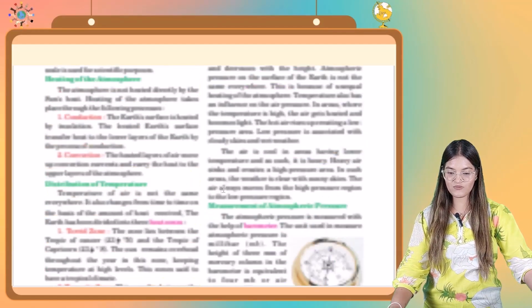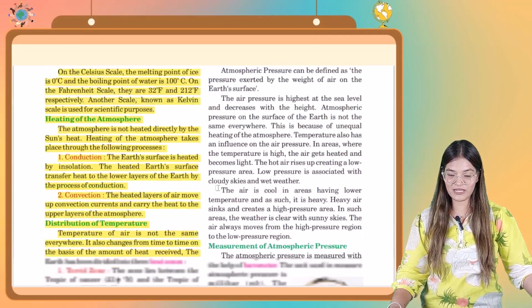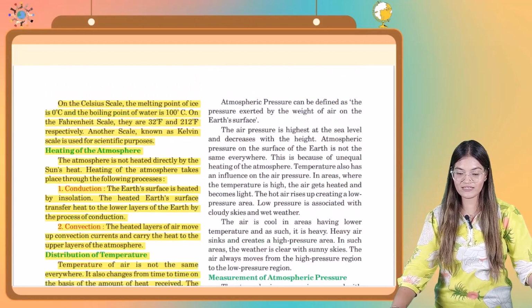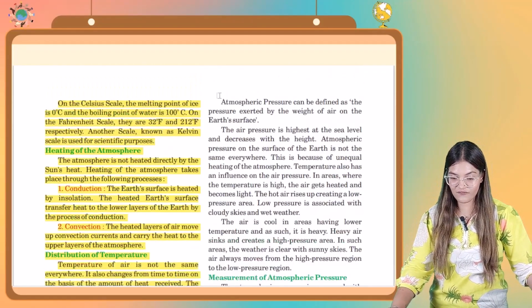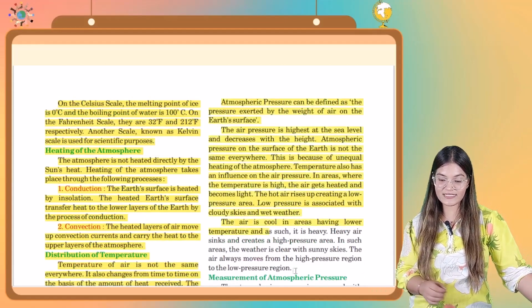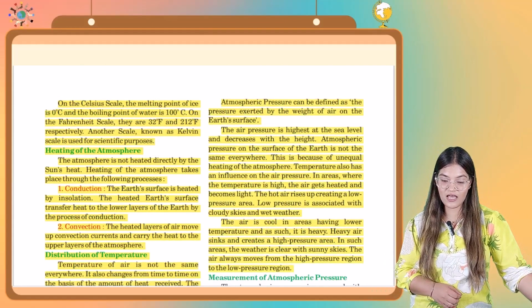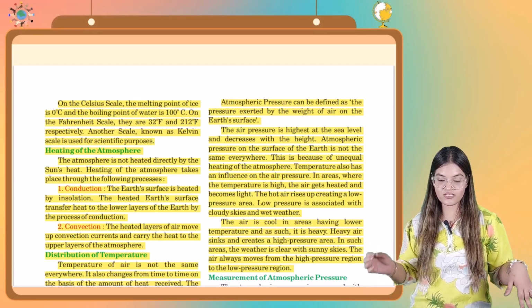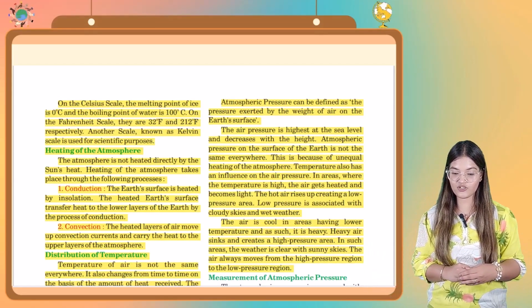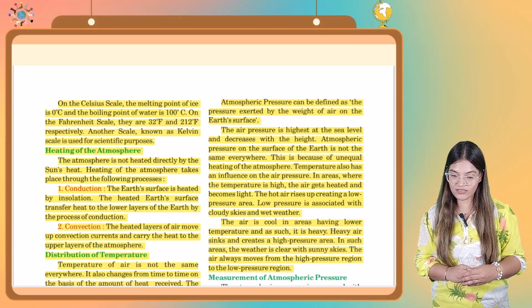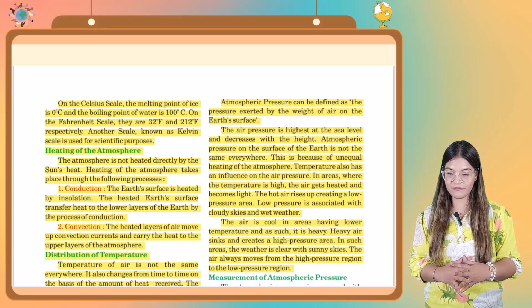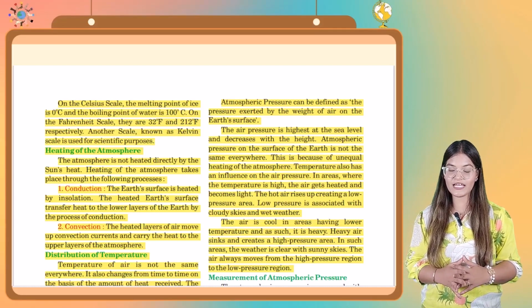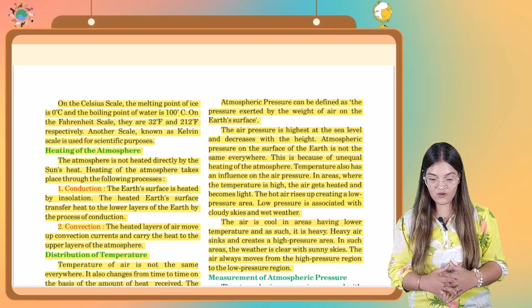Atmospheric pressure can be defined as the pressure exerted by the weight of air on the Earth's surface. The air pressure is highest at sea level and decreases with height. हाईएस्ट हो जाता है सी लेवल के हिसाब से और डिक्रीज हो जाता है उसकी हाइट की वजह से. Atmospheric pressure on the surface of the earth is not the same everywhere, हर जगह पे सेम नहीं रहता. This is because of unequal heating of the atmosphere.